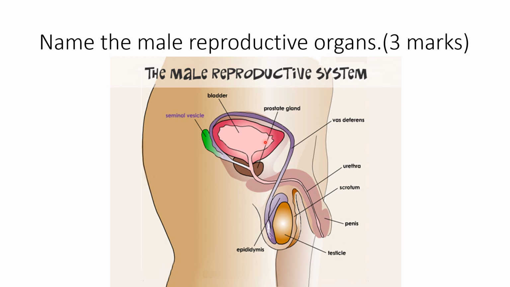These structures you have to draw in your answer sheet. It consists of testicle, epididymis, vas deferens, seminal vesicle, ejaculatory duct, and the urethra within the penis. You have to draw this diagram and label the parts. Then you will get 3 marks, because they have asked only for naming the male reproductive organ.